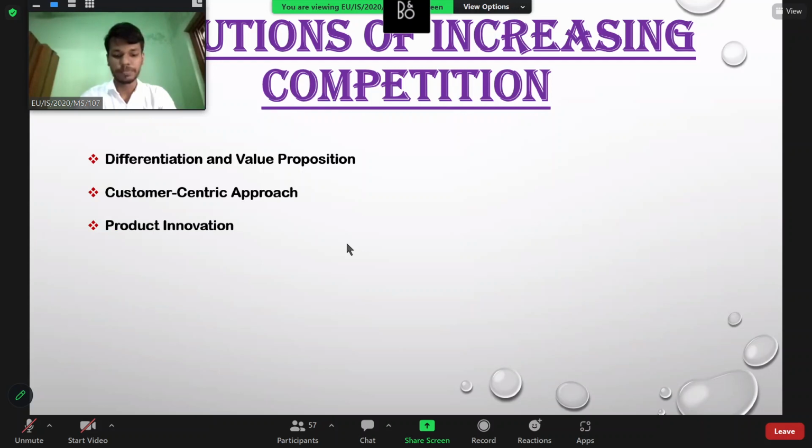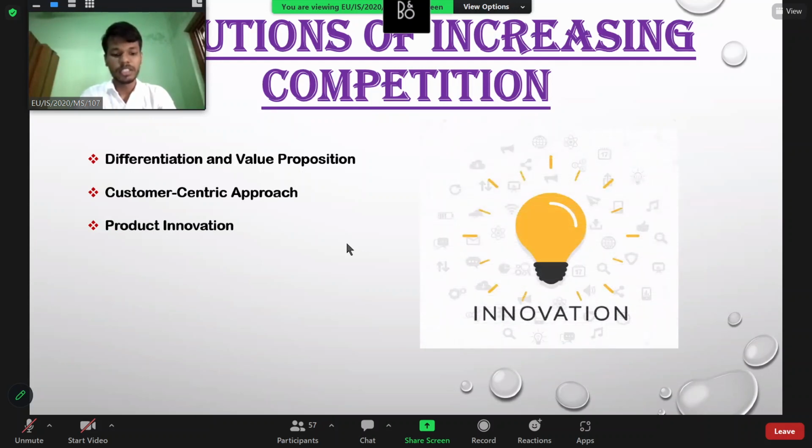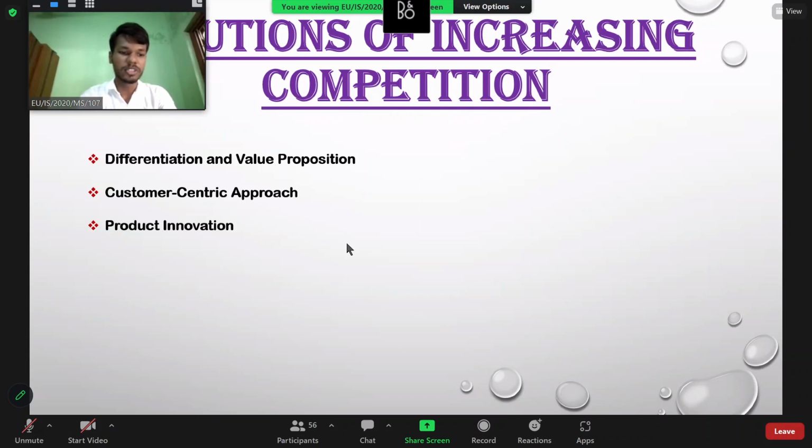Next, product innovation. Janashakti Insurance should invest in research and development to develop a new innovative insurance product. This can involve identifying risks and designing coverage solutions to address needs. The company can attract and retain customers even in a highly competitive market.